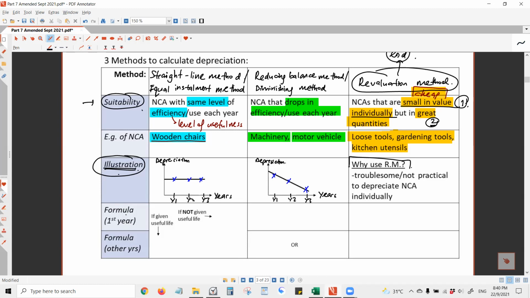Now, next we are going to learn the formula. In accounting subject, there's no formula given. Unlike in mathematics, you would be given the formula sheet on the first few pages, right? But for accounting, no formula sheet. We are going to learn straight line method first. Learn the formulas for straight line method.